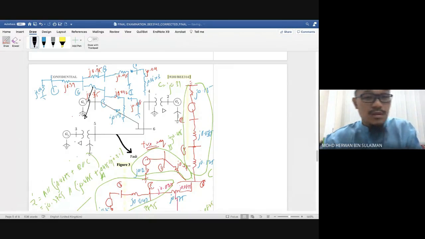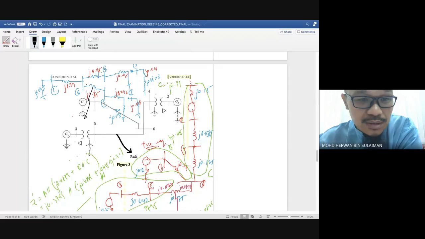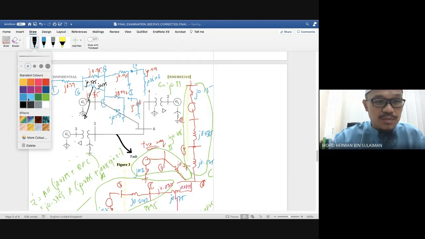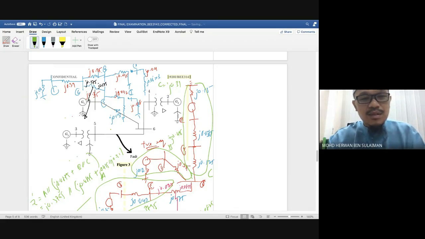So sebelah sini ialah J 0.175. Sini 0.175. So kat sini pun you boleh tengok cara kita nak jawab sama macam tadi, cuma mudah sikit sebab ada yang grounded tu kan, open.